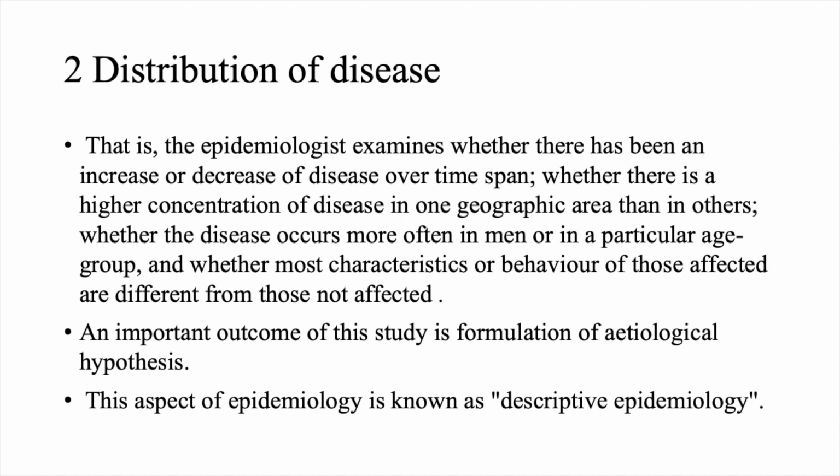That is, the epidemiologist examines whether there has been an increase or decrease of a disease over a time span, whether there is a higher concentration of disease in one geographic area than in others, whether the disease occurs more often in men or in particular age group, and whether most characteristics or behavior of these affected are different from those not affected. An important outcome of this study is formulation of etiological hypothesis. This aspect of epidemiology is known as the descriptive epidemiology. So, distribution of disease gives us the descriptive epidemiology.